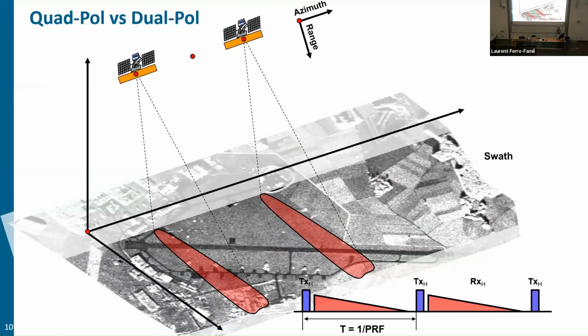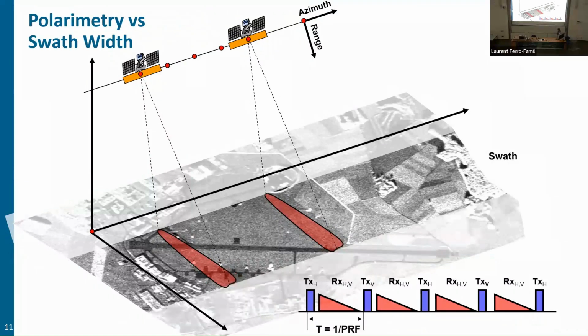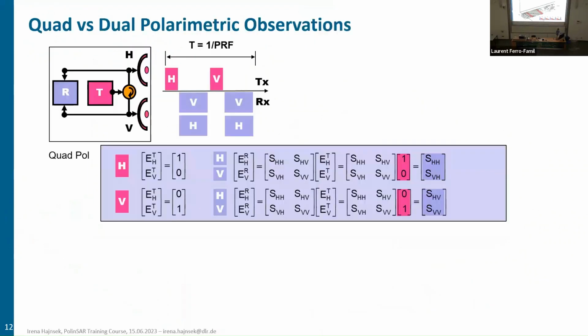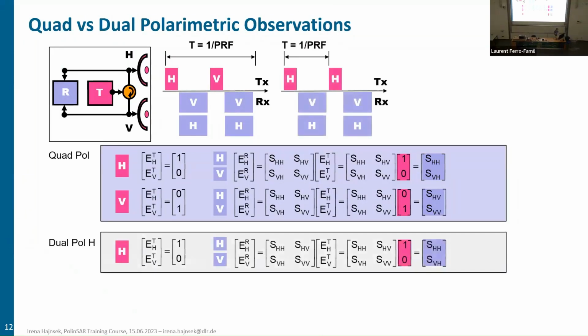Okay, but what happens now when I am going from a single pole to a dual or quad pole, because of this PRF here? For a single pole, the PRF can be quite long, but as I now need to transmit H and V, the acquisition time is reduced. And what happens with the swath as a result is that it is in principle shrinking down. So you have a smaller swath width because of these time constraints for the reception and transmission.